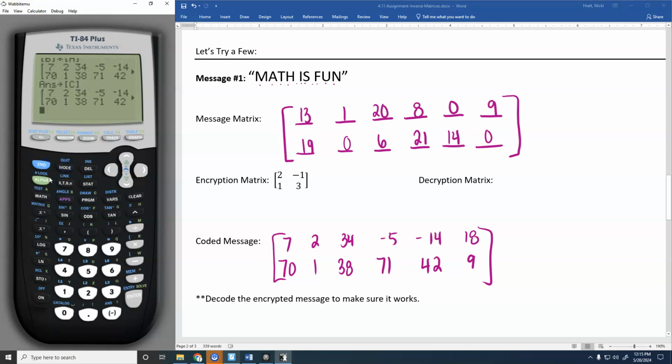Okay, everybody got theirs stored? How do you store it? It's right here above the on button, STO. See it, and then you're going to just go back to the matrix menu and store it as whatever letter you want to store it as. I put it as C.